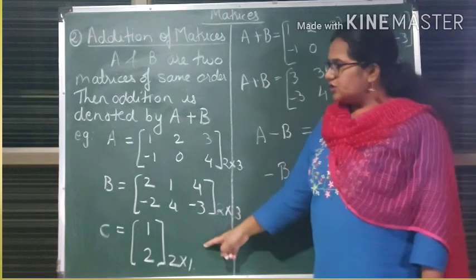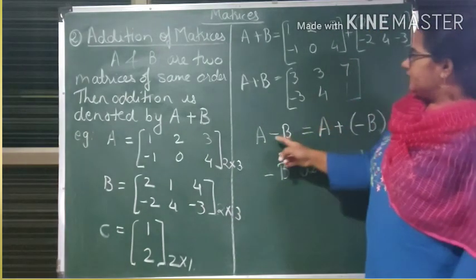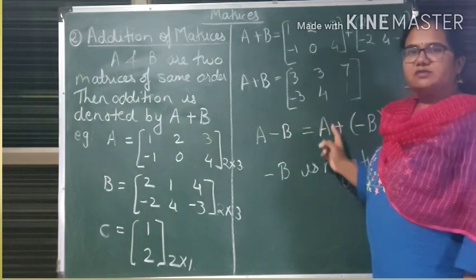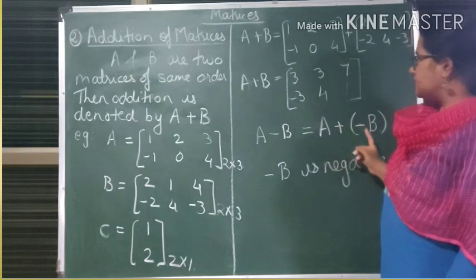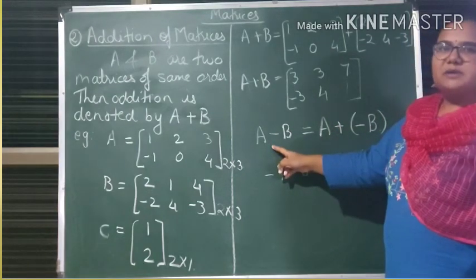If the order is not the same, you cannot add the two matrices. The next one we have to study is subtraction. Actually, subtraction, we all know, comes from addition. So A plus of minus B is A minus B. So even you can subtract two matrices.